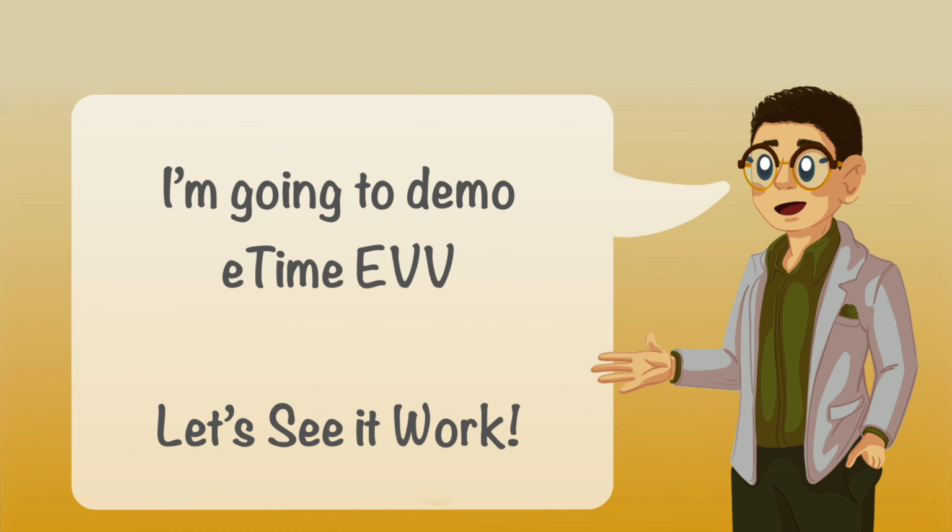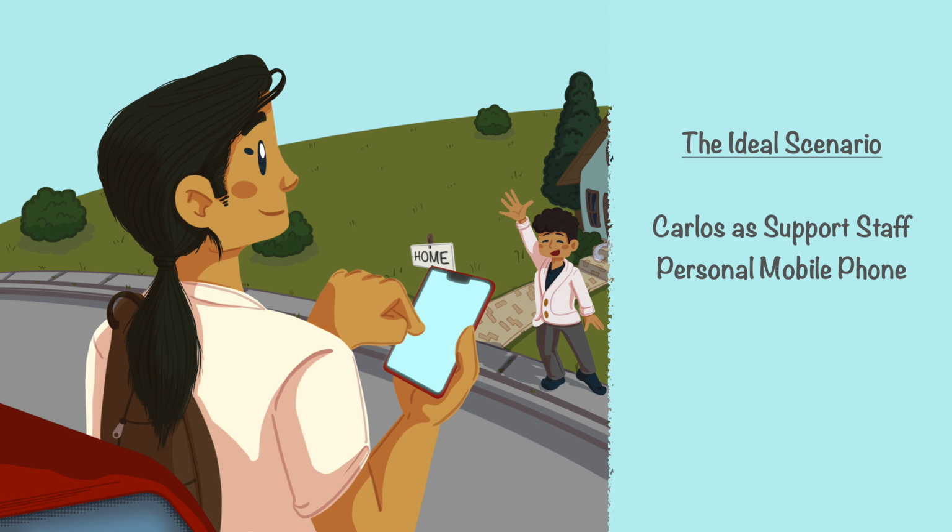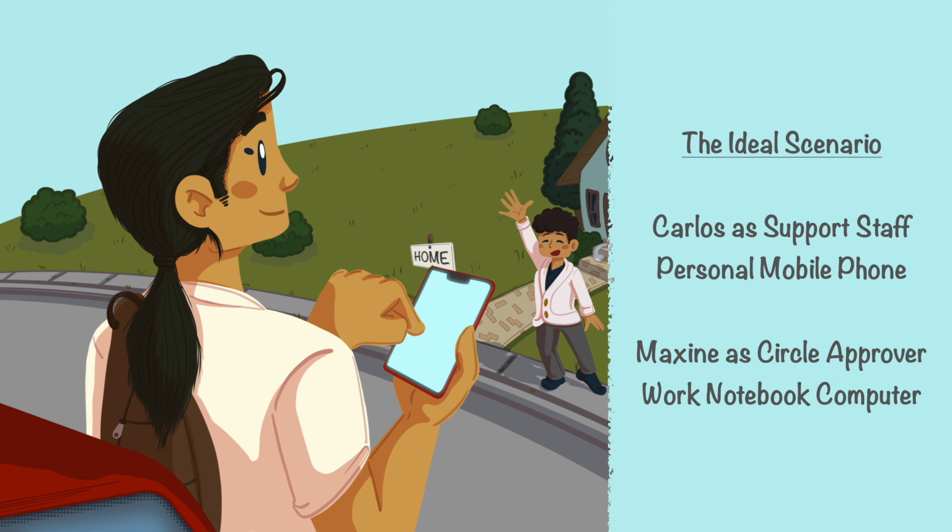In order to understand how easy it is to use eTime EVV, we're going to walk through a quick demo of Carlos working with Owen and getting his shift approved by Maxine. Carlos will be using his personal mobile phone to start and stop his shift, and Maxine will be reviewing and approving the shift on her notebook computer.